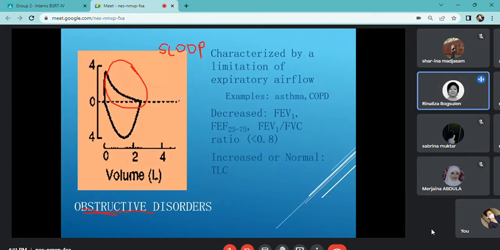Always remember that if you are talking about obstructive lung disorders, the hallmark will always be your FEV1 over FVC ratio. Or in some books that you might encounter, when you say FEV 1%, parehas lang yan. It is also pertaining to FEV1 over FVC ratio.